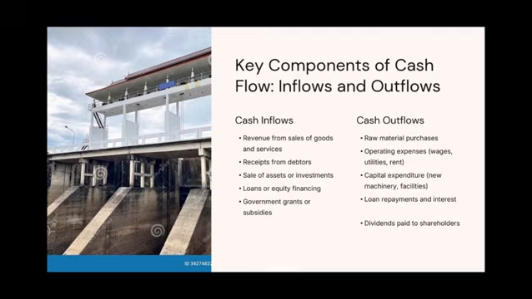Moving on, the key components of cash flow, that is the inflows and outflows. When we come to the cash inflows, revenues from sale of goods and services, receipts from debtors, sale of assets or investments, loans or equity financing, government grants or subsidies. Now, looking at the outflow section, we have raw material purchases, operating expenses, which includes wages, utilities, rent, and various other factors. Third one we can see under outflows is capital expenditure, which is the new machinery, facilities, etc., and loan repayment and interest and dividends paid to shareholders.